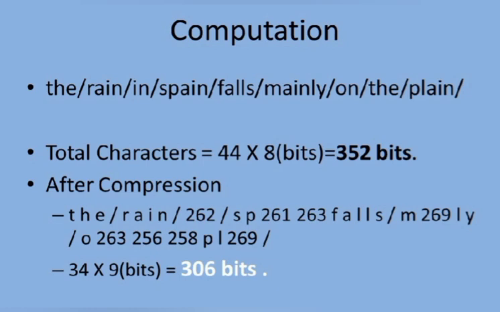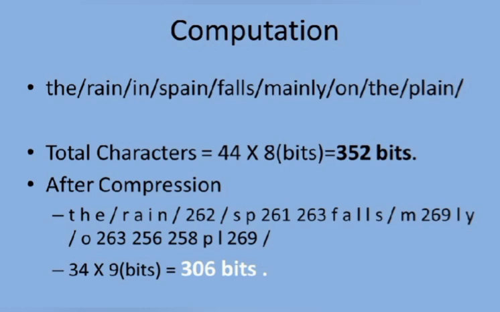After compression, this will become 306 bits. How? You will take the output value, you will count them, and in our case, this value is 34, but we are multiplying this with 9. Why we are multiplying this with 9? Why 9 bits? Why not 8 bits?